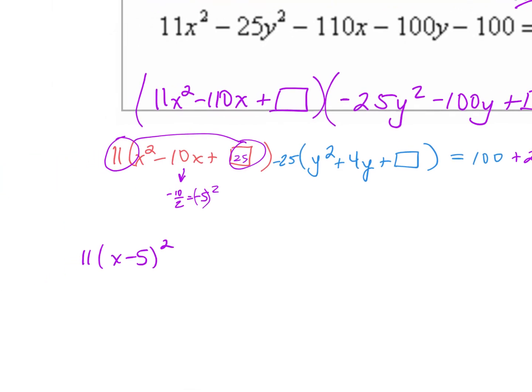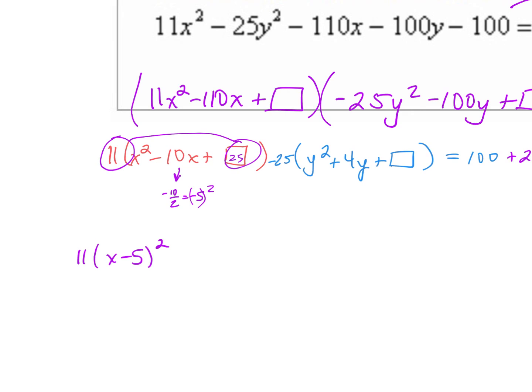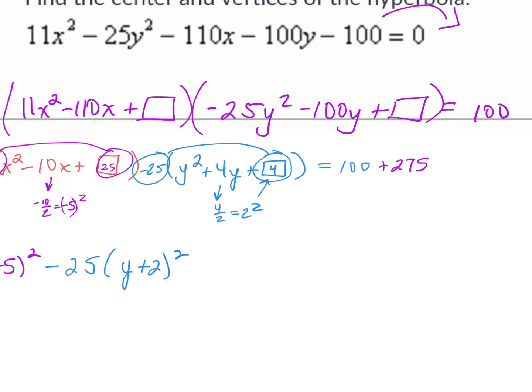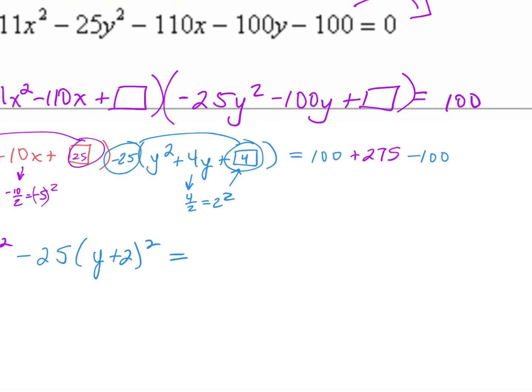Okay. Now we're going to do the same thing. I'm going to complete the square here. 4 divided by 2 is 2, right? So I have minus 25, and then my parenthesis is y plus 2 squared. When I square 2, it goes right here, so I get 4. But am I just adding 4? What do I have to do? Negative 25 times 4 gives me what? Minus 100. So when I simplify over here, guys, what's 100 plus 275 minus 100? Just 275. Those will cancel out.